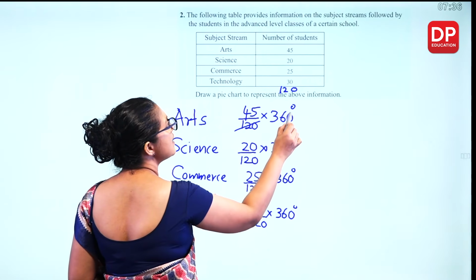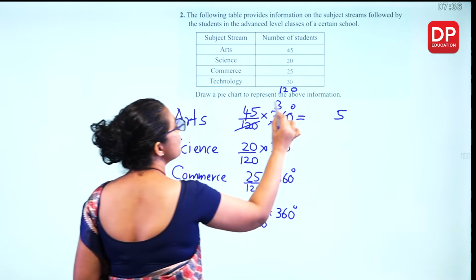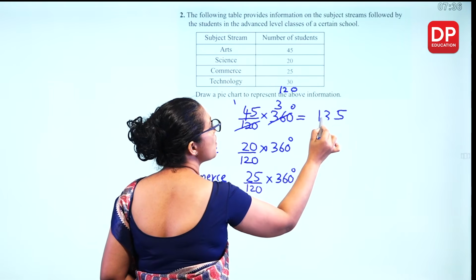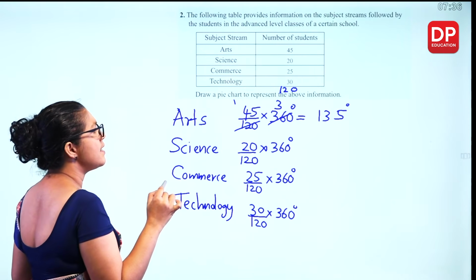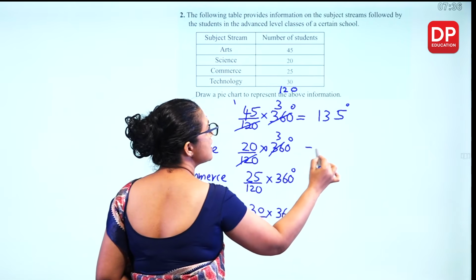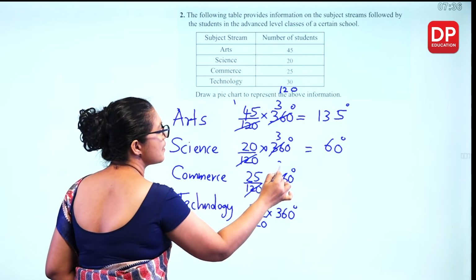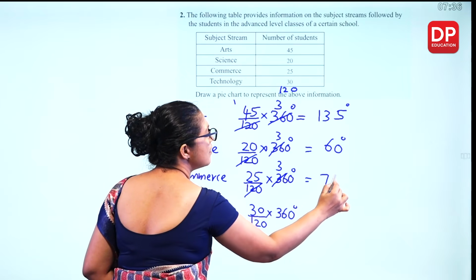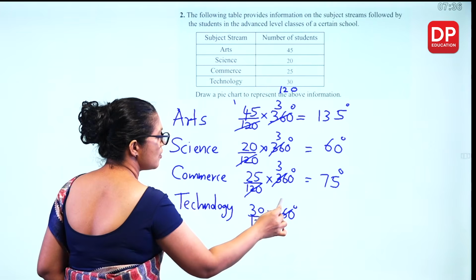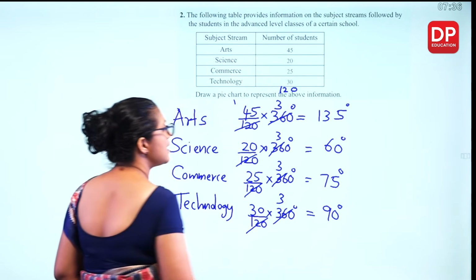Here we see this times 3. 3 times 45. 3 times 5, 15. 1 remaining. 3 times 4, 12. 12 plus 1, 13. So 135. This one you get 3 times 20, you get 60 degrees. This one 3 times 25, 75 degrees. This one you get 3 times 30, 90 degrees.